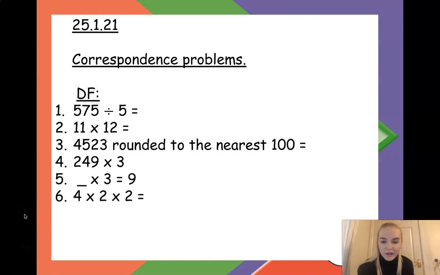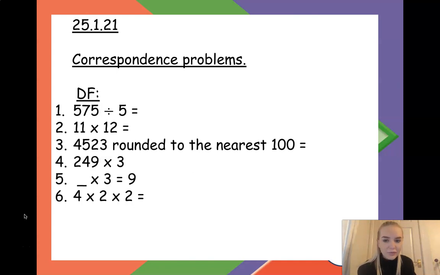We are on to our final lesson of our multiplication and division unit today in maths. And to end it, we're going to be looking at correspondence problems. Now, before we talk about that, you have your daily fluency questions. So if you spend about 4 or 5 minutes on these, pause the video and write the answers down, please.